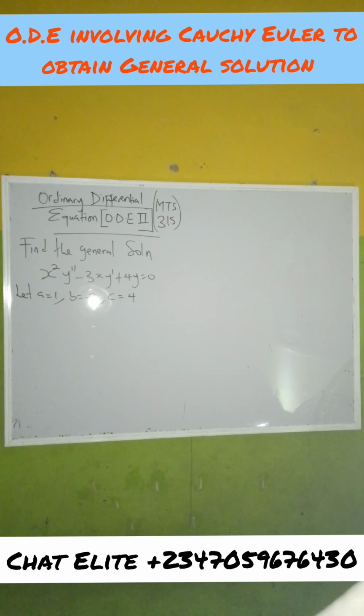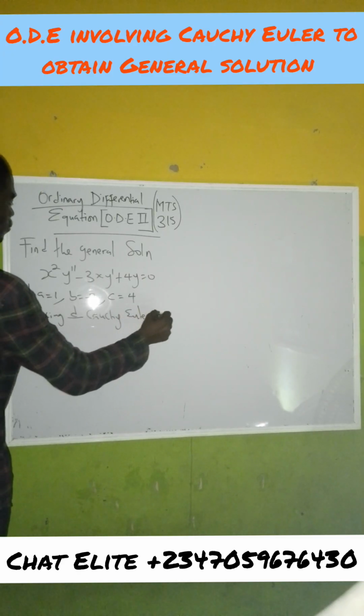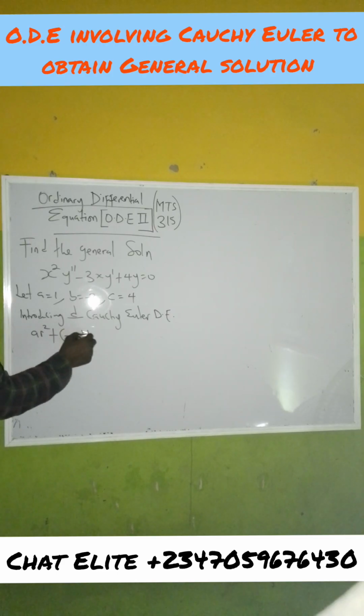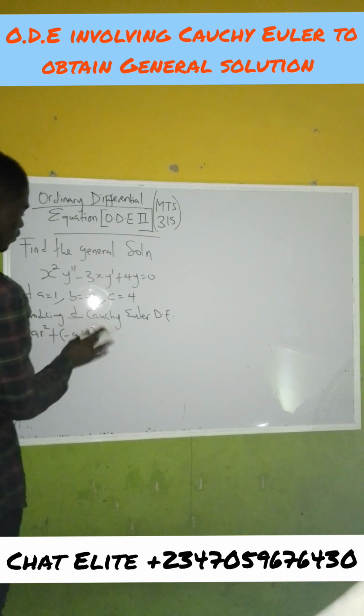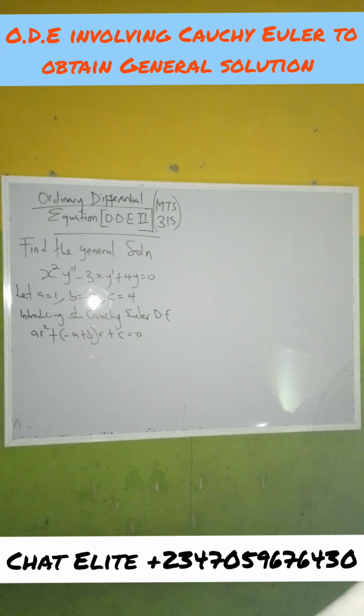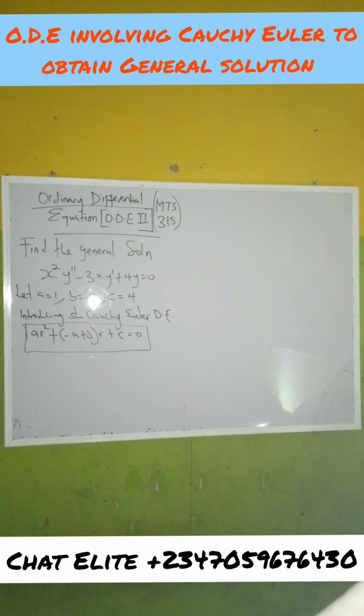Now the next step is introducing the Cauchy-Euler differential equation. How does it follow? It follows that a r squared plus (b minus a) r plus c equals 0. So this is the equation we call Cauchy-Euler. We are borrowing this Cauchy-Euler to reduce this equation.